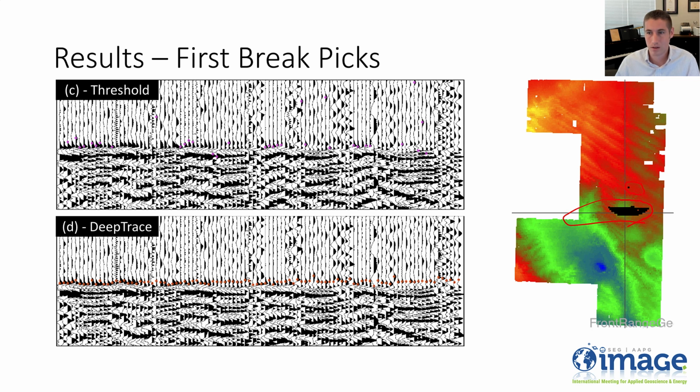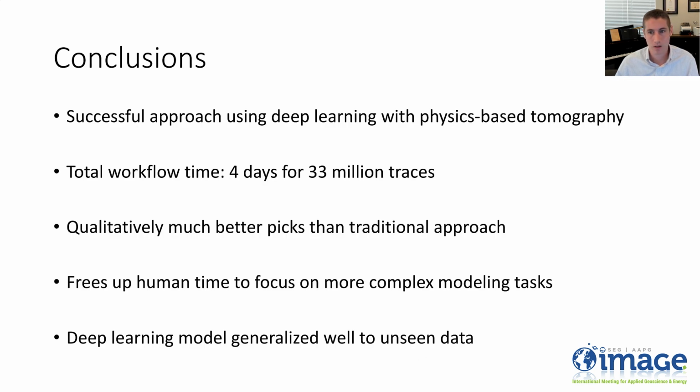The results from the deep trace again illustrate the fact that even in the presence of noise, high quality picks can be obtained. The picks definitely are not perfect. You might spot some imperfections in the results, but they are more consistent and of higher quality than the traditional threshold approach. So I presented what I would humbly consider a successful approach of using a combination of deep learning and tomography to automatically pick first breaks.